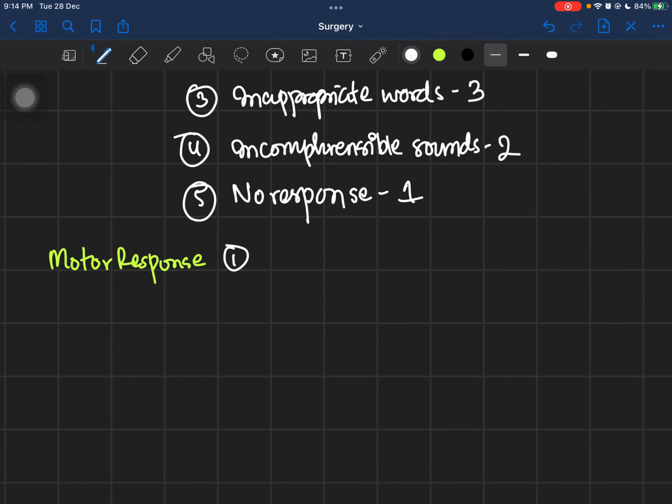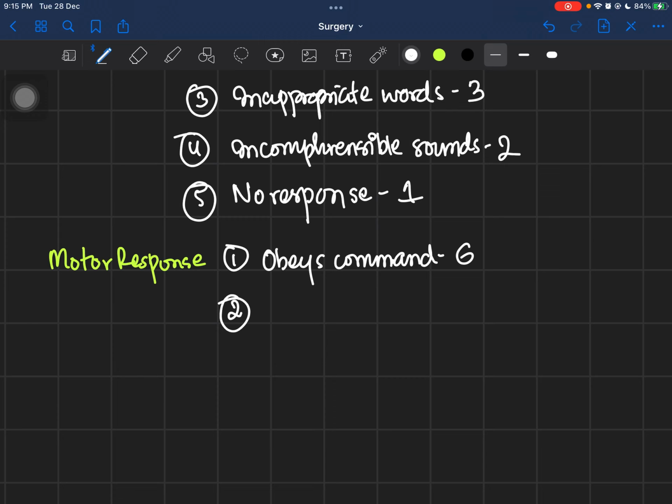If the person obeys your command, you ask the patient to raise the hand, the patient raises their hand. If you ask the patient to flex the knee, the patient flexes their knee. If the person obeys command, you give them a score of 6.